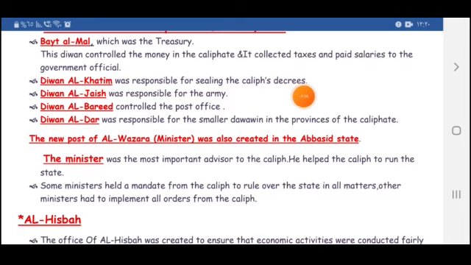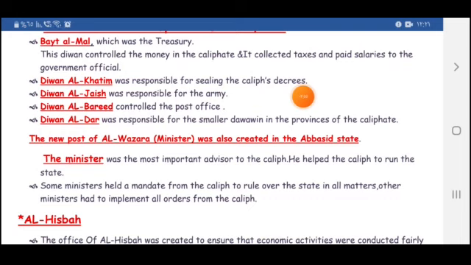If there is a decision or something that the caliph wants to tell the people, this is written down and it must be sealed by Diwan al-Khatam. Diwan al-Jaish was responsible for the army and everything related to the army. Diwan al-Jaish is like the Ministry of Defense today. Diwan al-Barid controlled the post office. Diwan ad-Dar was responsible for smaller dawawin in the provinces of the caliphate. So these dawawin are similar to the ministers that we have now.